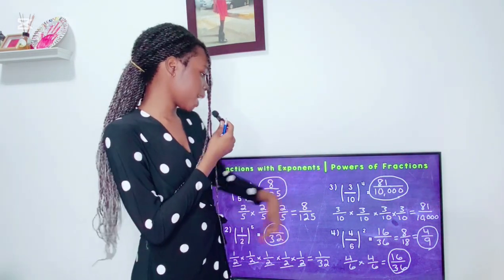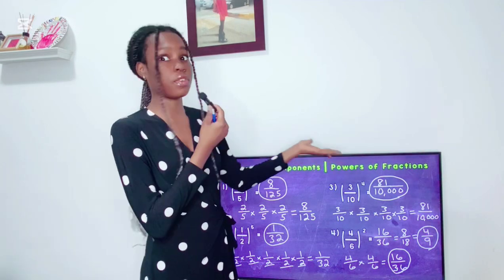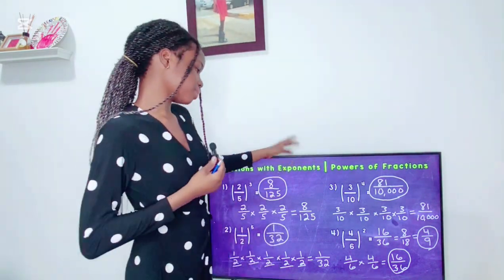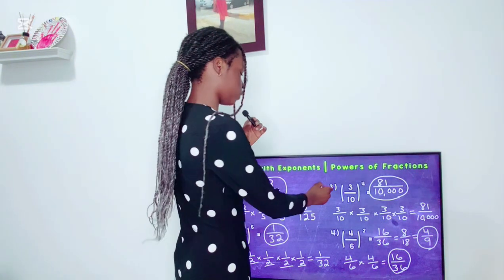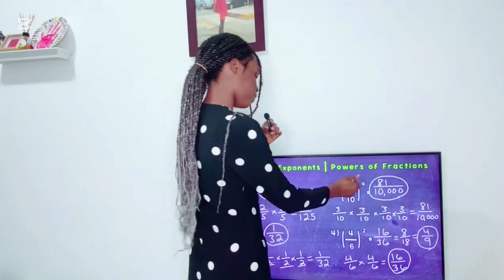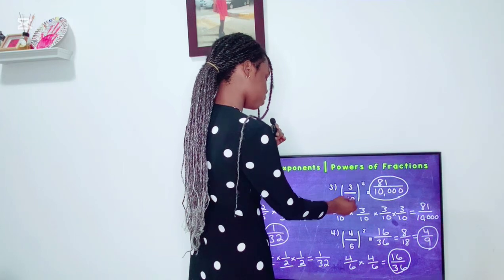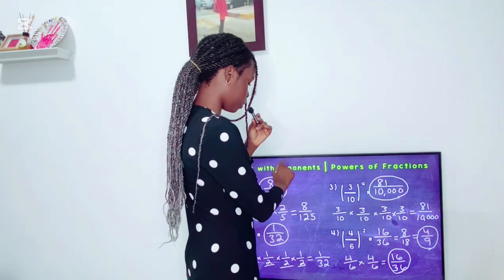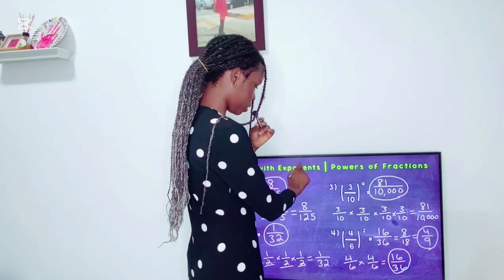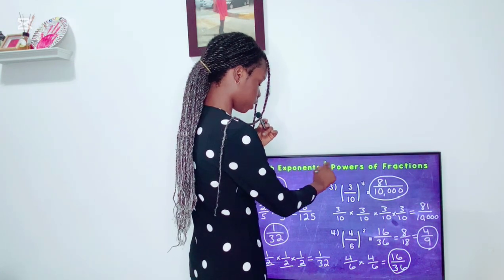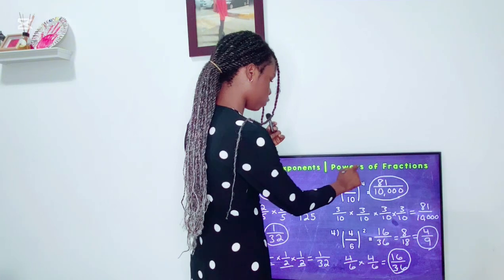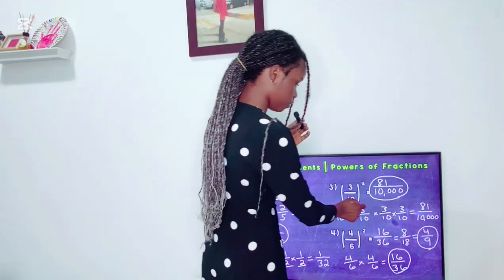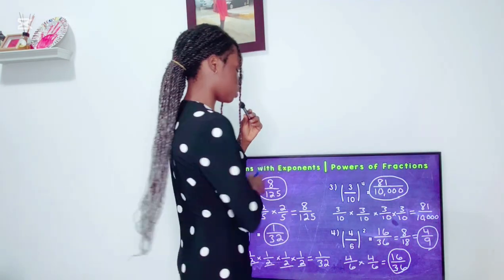Like I think, yeah. So number 3, as you can see, that's a very large number. So let's just get into it. So for number 3, we have 3 over 10 raised to the power of 4. So we basically have to write 3 over 10 times 3 over 10 times 3 over 10 times 3 over 10, 4 times, okay? I even wrote it down here. So let's just start solving.